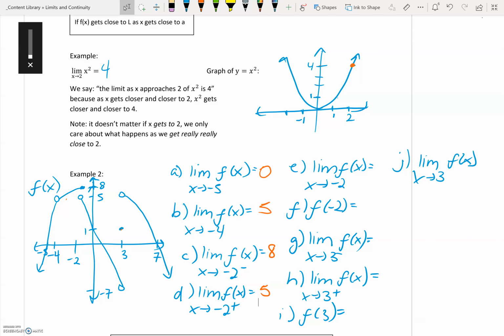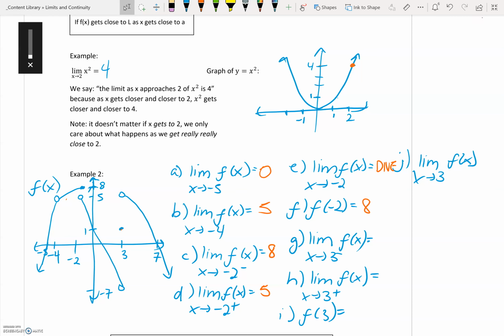Now, if we look at the overall limit of f of x as x approaches -2, there are two different values here. We can't say one or the other. When there is no single value, we just say it does not exist. D and E do not exist, because if you look at our picture, there's more than one value, and we can only have one value. f of -2 is the actual value that this function takes on at x equals -2, and that's going to be 8 because we have a closed circle here.